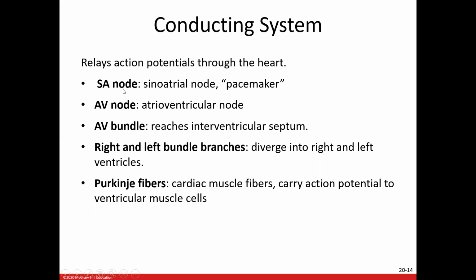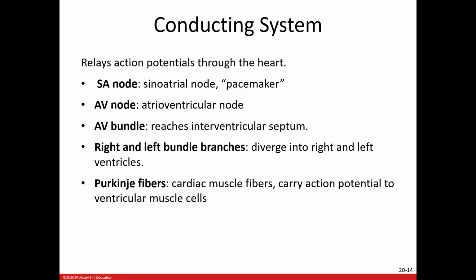The first one is called the SA node, which is short for the sinoatrial node. So it's within the atrium. This is the pacemaker for the heart. This is what actually sets up the action potential and initiates it to move throughout the heart. Next, you have the AV node, which is also known as the atrioventricular node. So atrioventricular, going between the atrium and the ventricles.